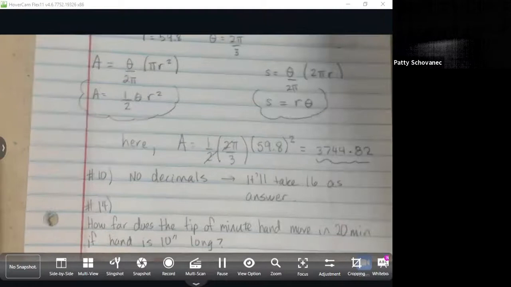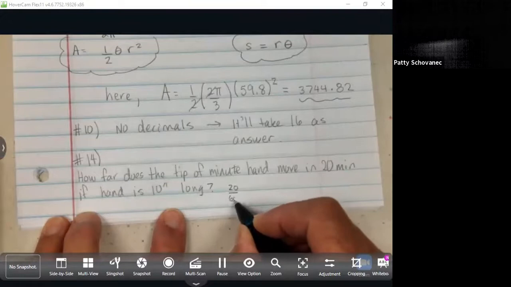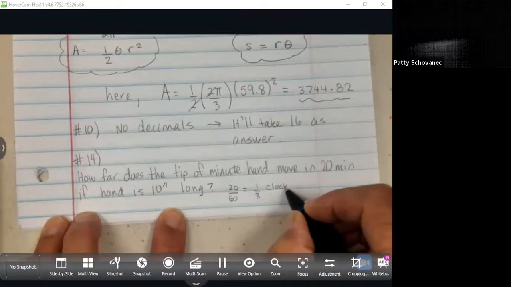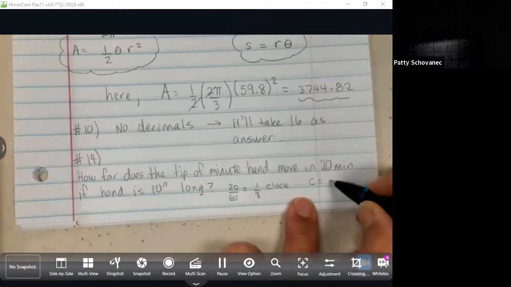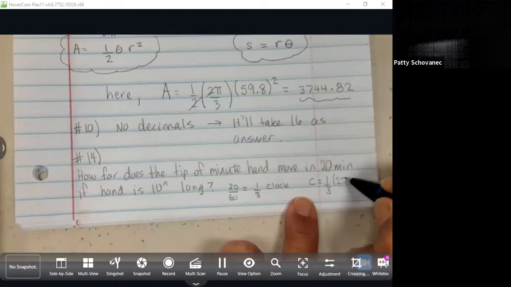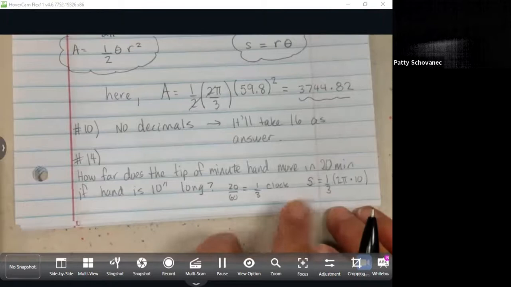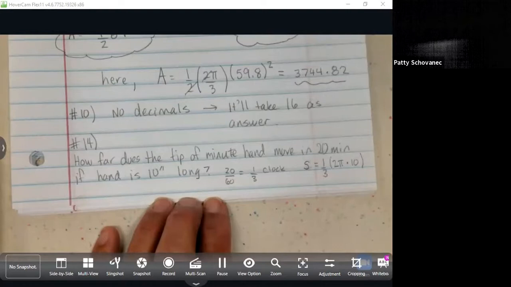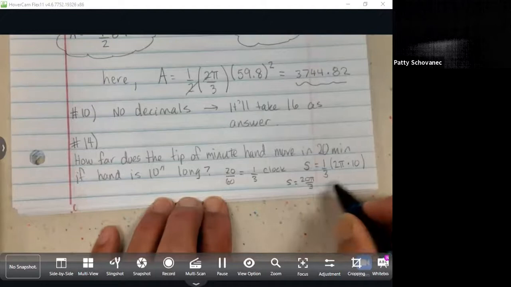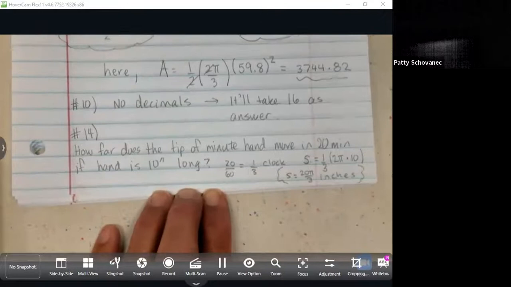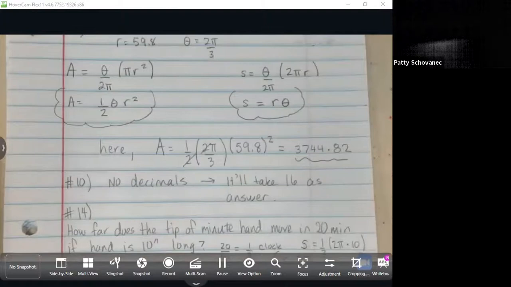So let me write down what I just said. We've gone 20 over 60, which is 1/3 of the clock. And then the circumference is 1/3 of that 2 pi r, 2 pi times 10. Since I'm just doing a portion, that's called the arc length, so let's call that s. So 20 pi over 3 inches is how far this minute hand has moved. Look at that, I fit it in less than a line. That makes sense?